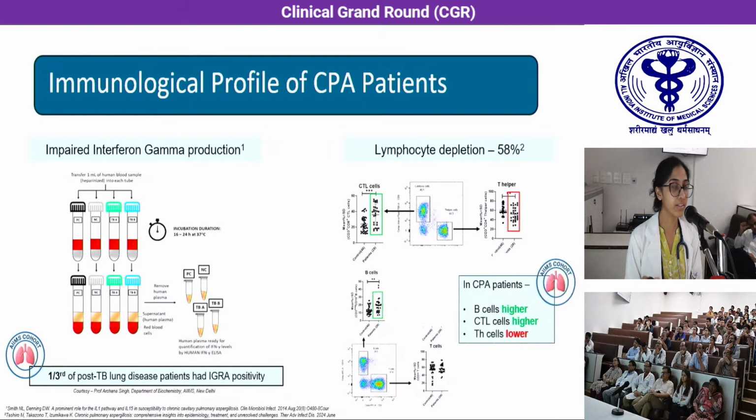Then in another study in our cohort, done in collaboration with the Department of Biotechnology, we studied the flow cytometry of the peripheral blood of CPA patients versus controls. It was found that in CPA patients, the population of B cells and cytotoxic T lymphocytes was higher, and the TH helper cell population was low. This might later have a role in immunomodulatory therapy for CPA management.